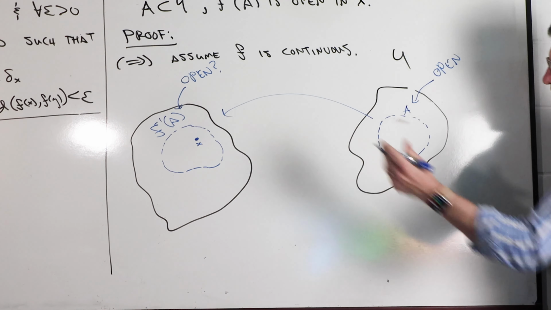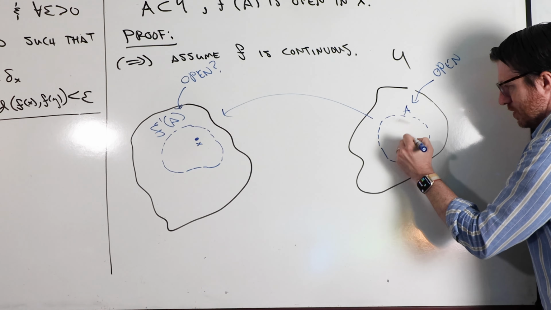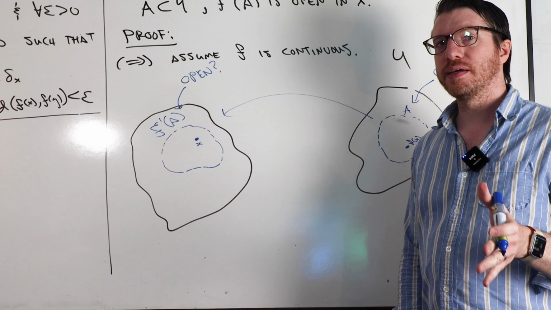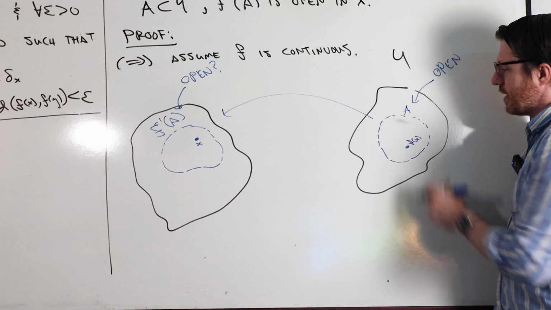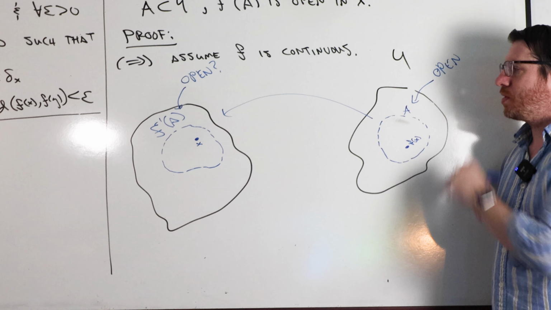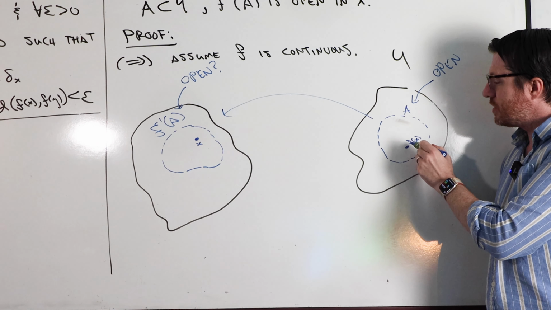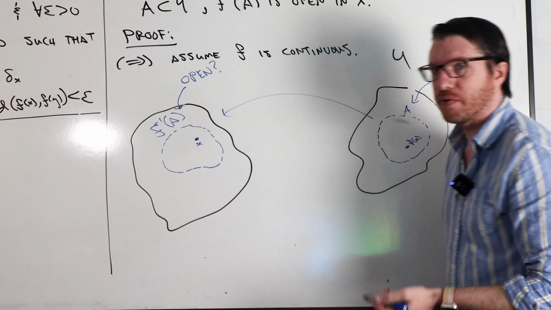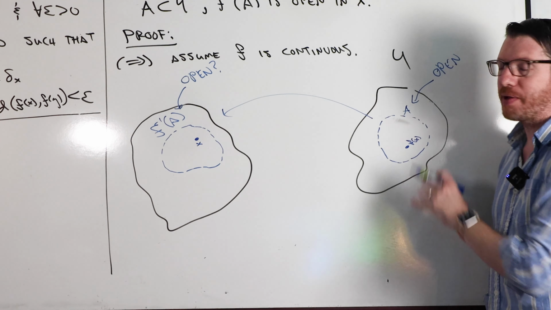And after we select this point x, we have an image over here, this point f of x. And so what I'm going to do then is select an epsilon that is going to keep us within this A. We know that A is actually an open set. That's our assumption. And so then this point f of x is inside of A because it came from the pre-image over here. So this is all the points that map inside of A.